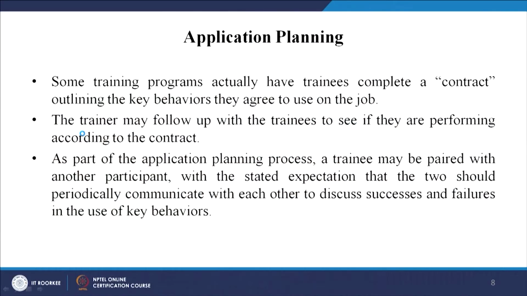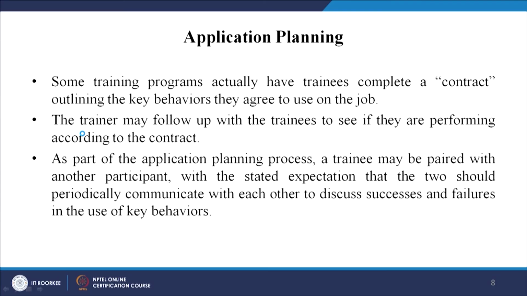However, there can be a breach of contract, and then corrective action is required. The trainer has to inform that this behavior was required to be in a particular way. The trainer may follow up with the trainees to see if they are performing according to the contract, and whatever behavior has been explained to the trainees and the preparation made has to be informed on the basis of that particular contract.